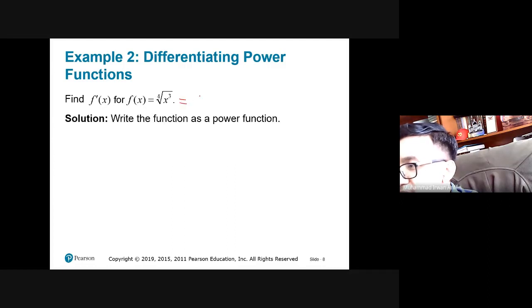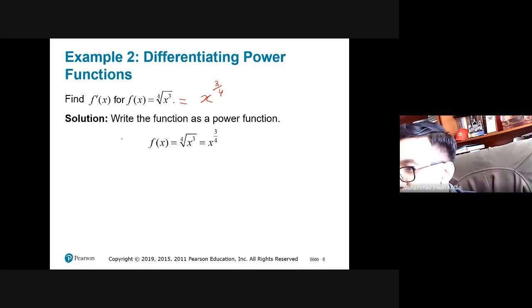This is the fourth root of x to the power of 3. So this is basically x to the power of 3 over 4. This is a real number, but it is not an integer. Like we have mentioned before, the power doesn't need to be an integer. It can be any real number: rational, irrational, fraction. So we can just apply the power rule.